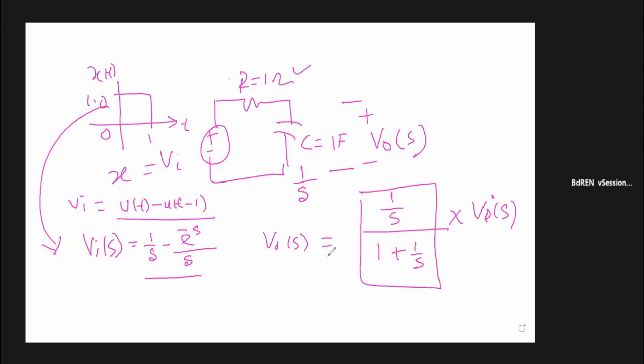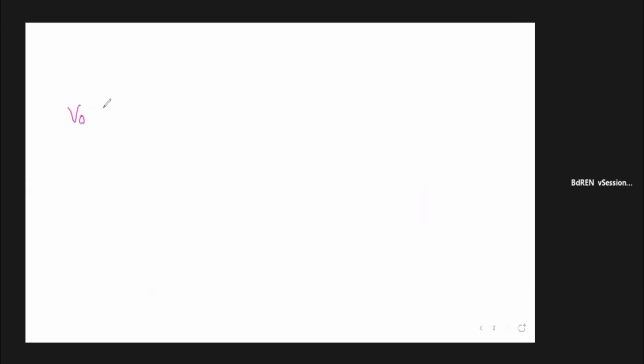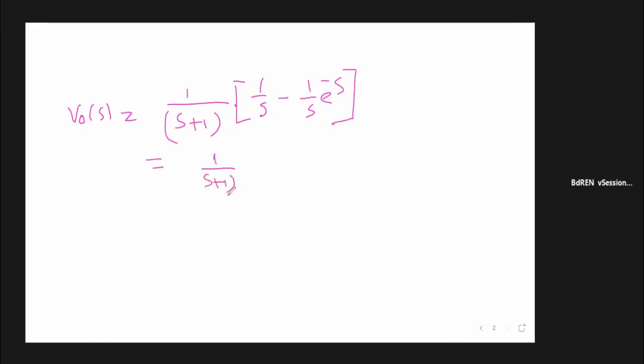Then you can consider this as a transfer function, the ratio of V output and V input. Then if we put our V input there, your V output S would be equal to 1 divided by S plus 1 into 1 by S minus 1 by S e to the power minus S. And this is equal to what? 1 divided by S plus 1 into S minus 1 divided by S plus 1 into S e to the power minus S. Now we have to take the Laplace inverse of VOS.